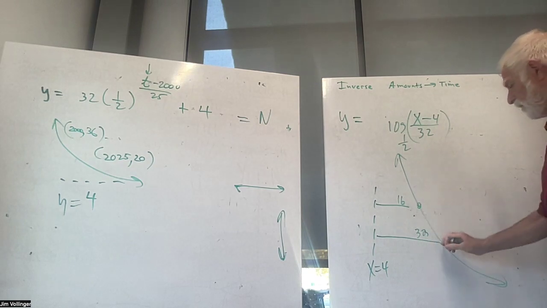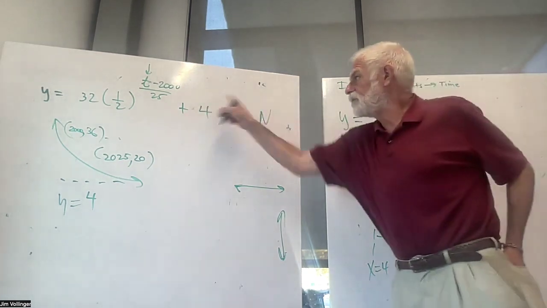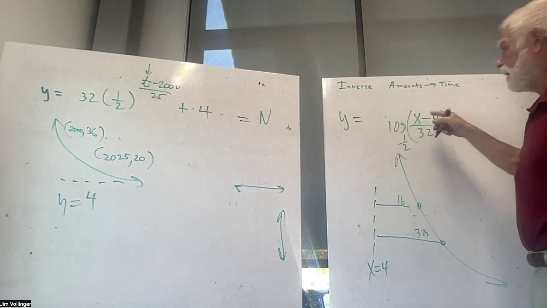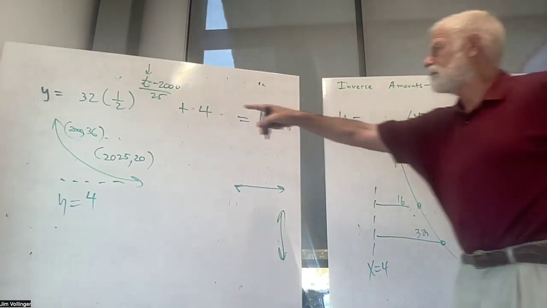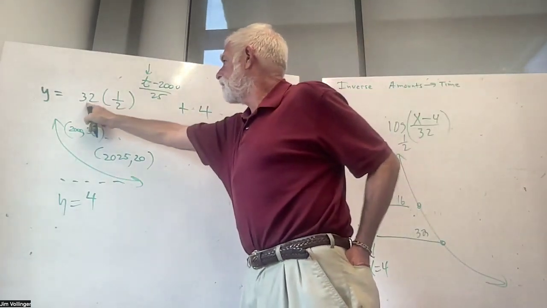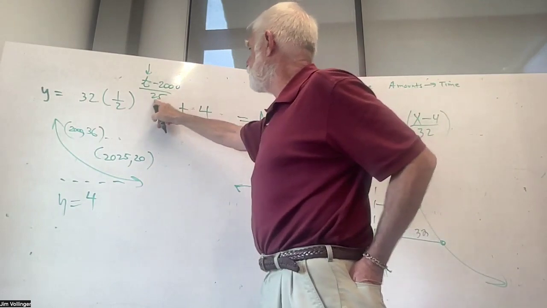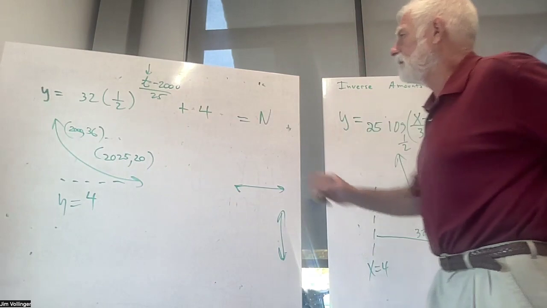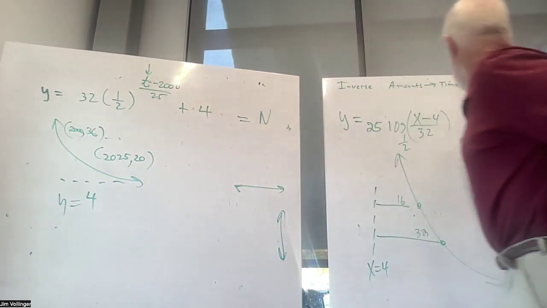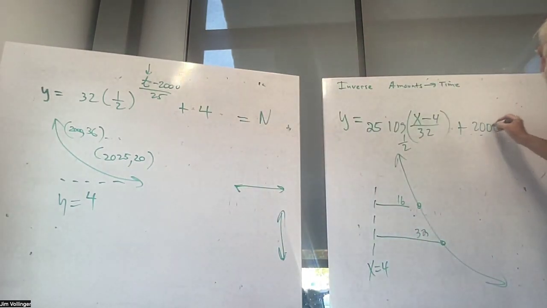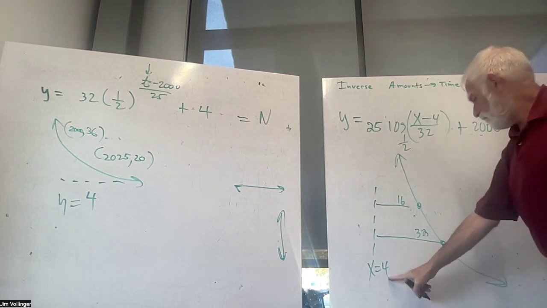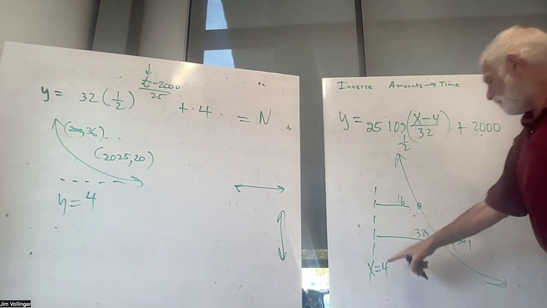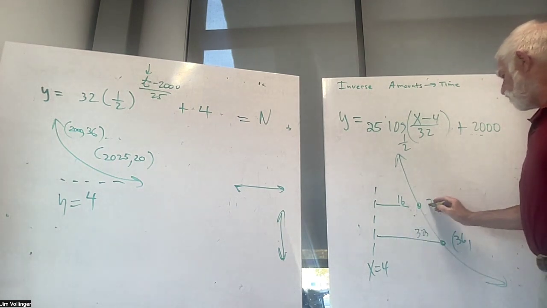And I'm going to be going from years to amount over here. So I'm going to go from amounts to years. And I want to get the inverse of multiplying by 32. The inverse of division by 25 is multiplying by 25, and subtraction of 2,000 becomes addition of 2,000. Okay, so 4 and 32 gets me 36 over here. 4 and 16 gets me 20 here.